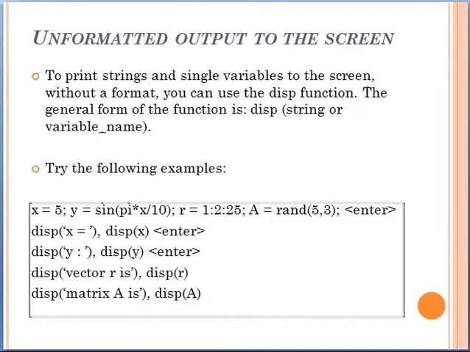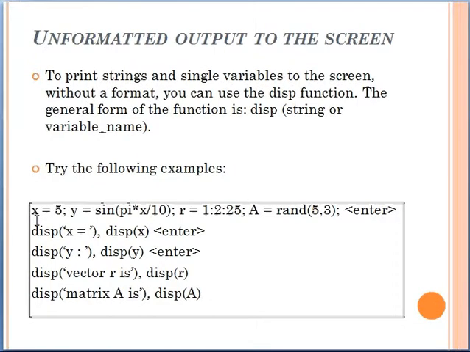Now unformatted output to the screen. To print strings and single variables to the screen without a format, you can use the disp function, that is the display function. The general form of the function is disp, in brackets the string or the variable name, whatever you want. Here is an example for it. You can try it on MATLAB.